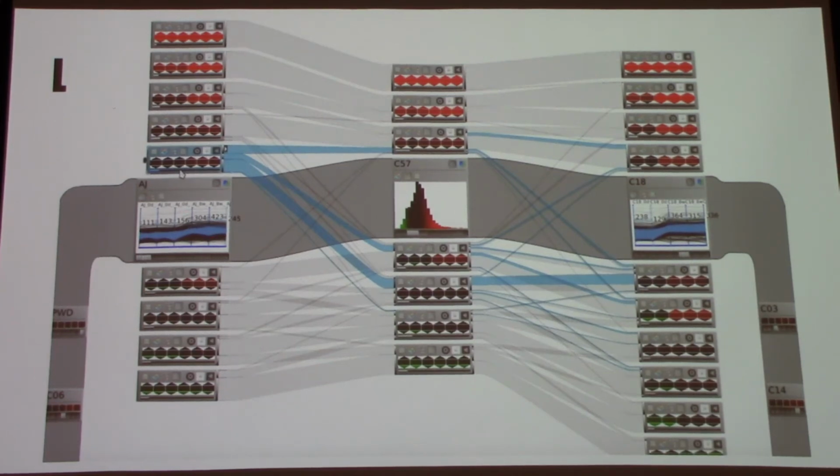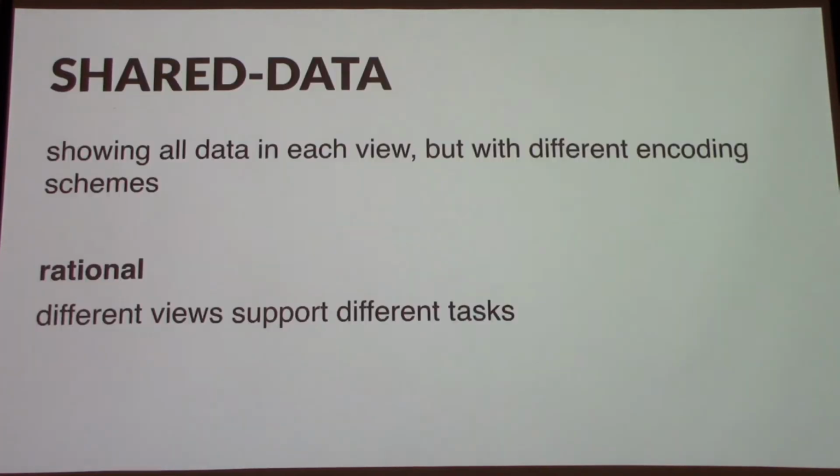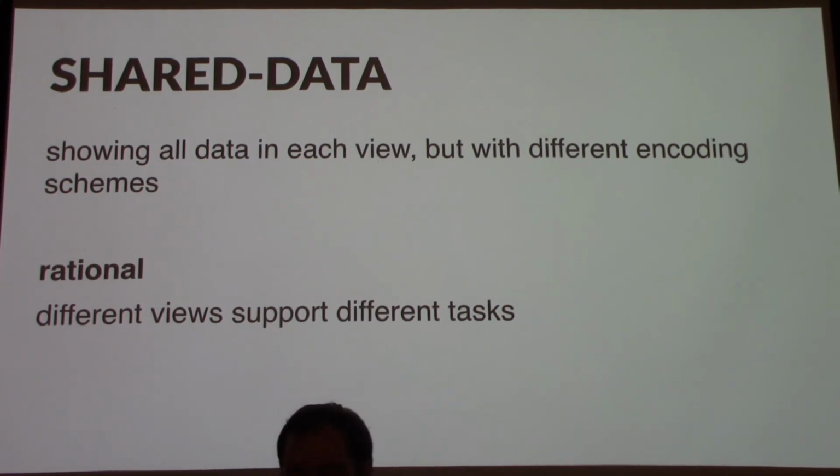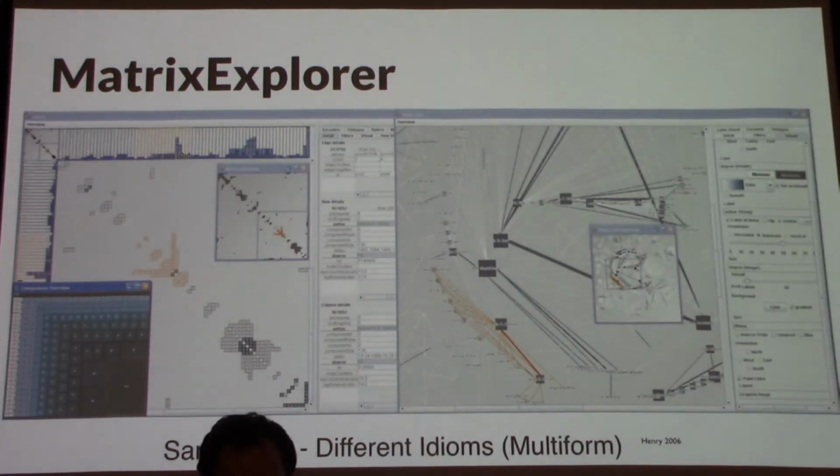Here you have a histogram, and you can dynamically decide what you want to show. And yeah, the links here show the relationships between them, but that's not really what I wanted to show for this case here. The shared data case is when we show all the data in each view, but with different encoding schemes. So here we had this example of the matrix explorer.